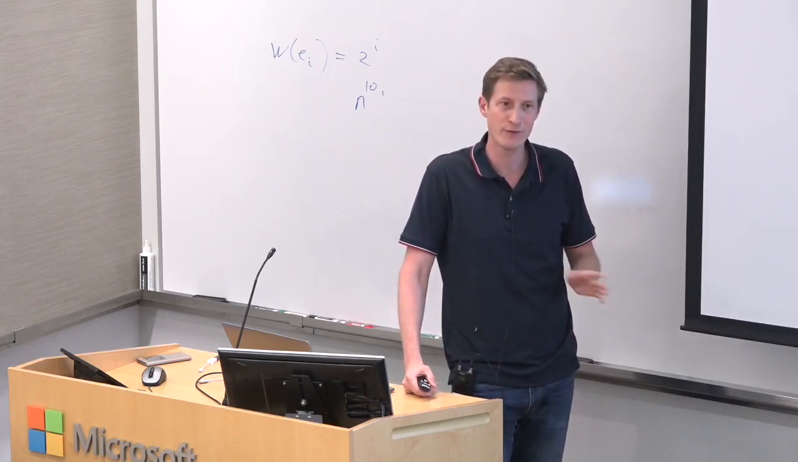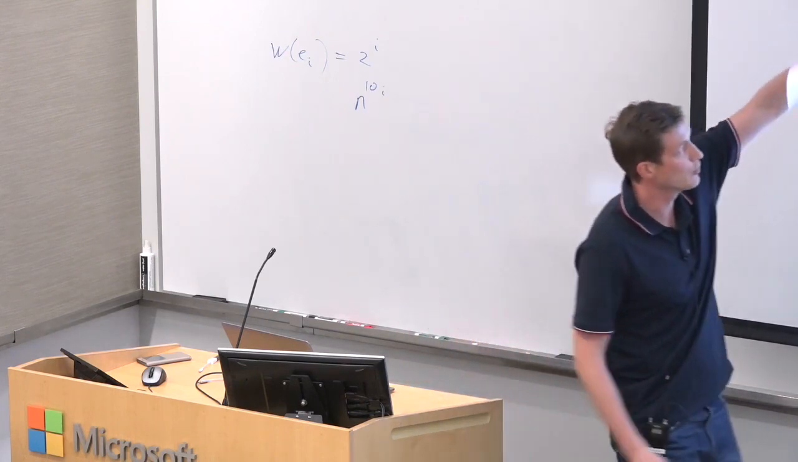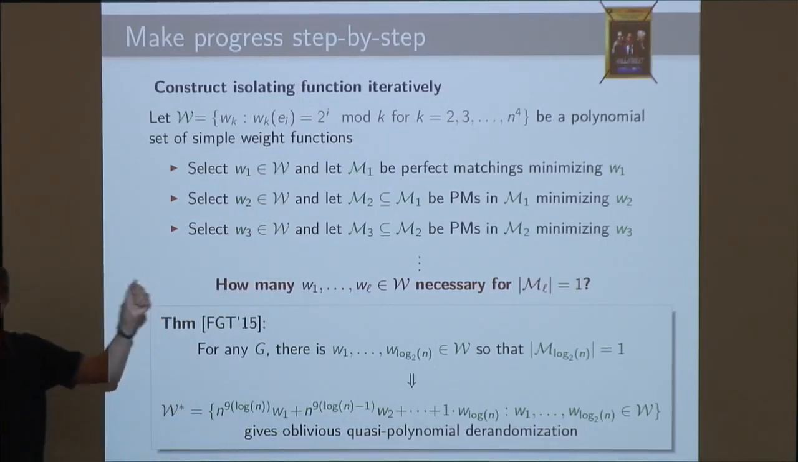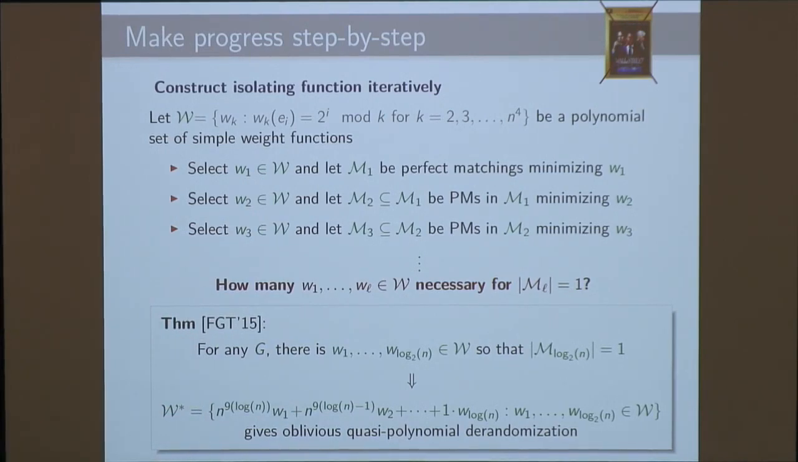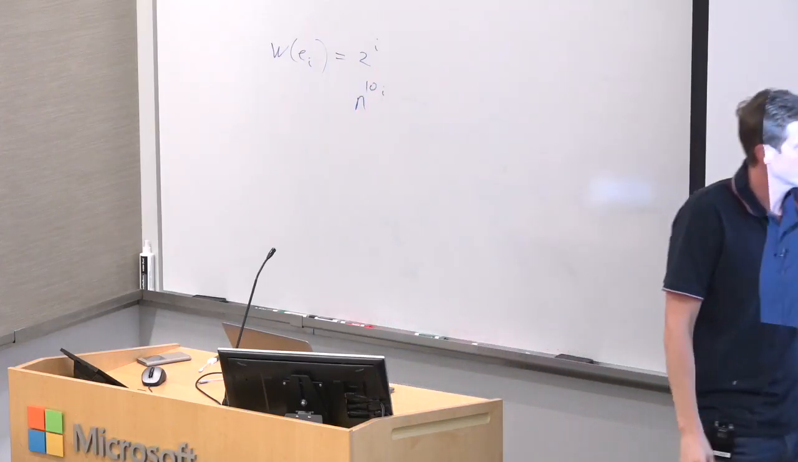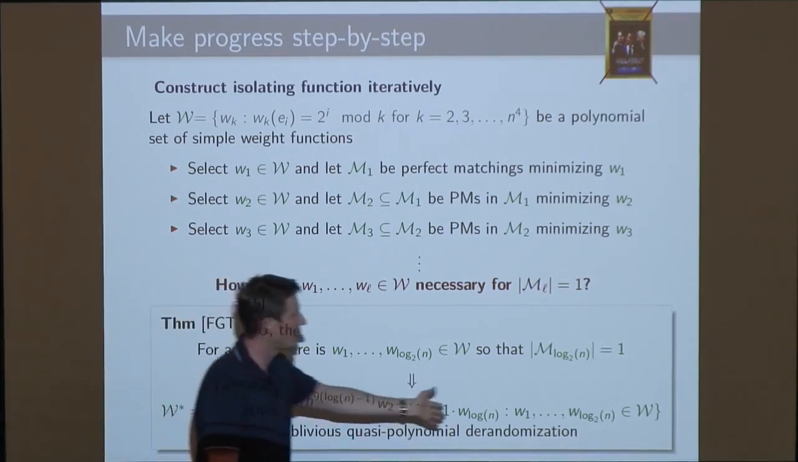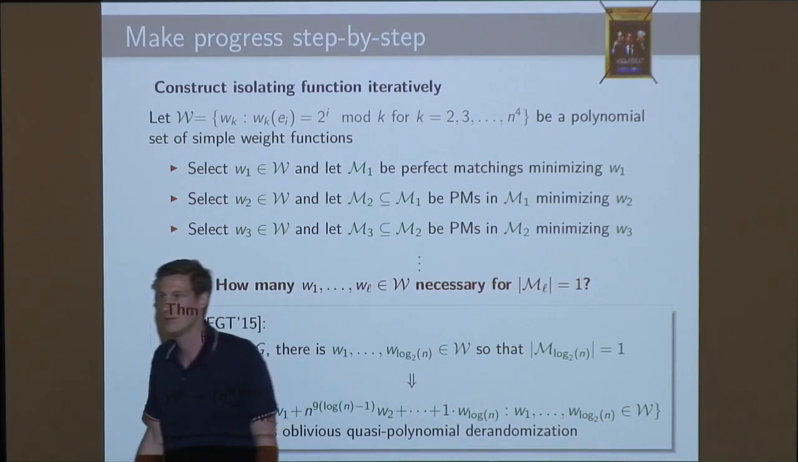At the moment, from now on, we don't care about parallel computing, except that our weight function should be structured enough so we can construct it in parallel. Now we only want to prove that there is a nice enough family of weight functions so that for any graph, one of them will work. And the nice enough class of weight functions was this W star, which is basically select log n weight functions from W.